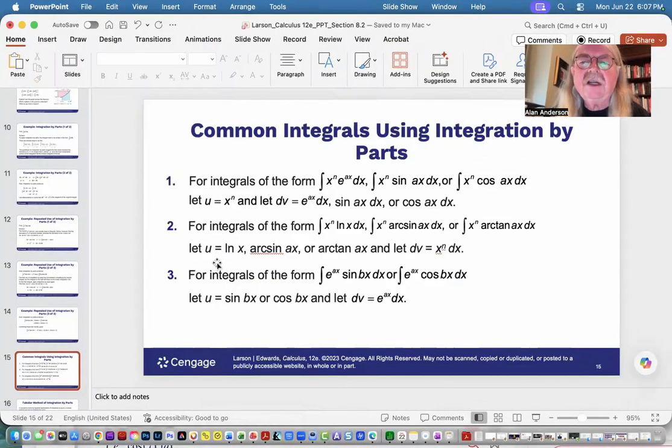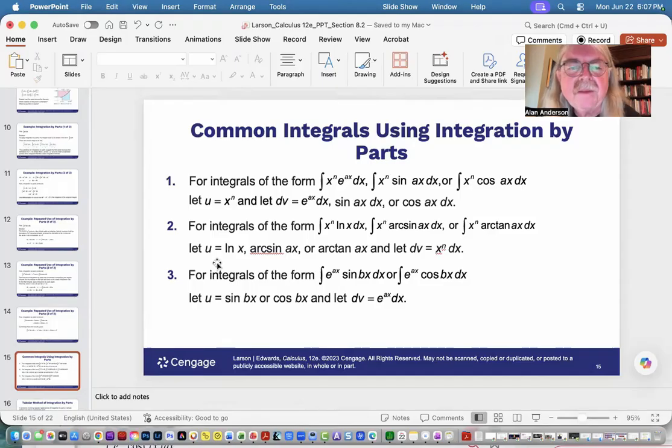All right. So here they're trying to help you out by giving you some helpful hints. If you run into anything in this form, they're trying to save you a little bit of grief by telling you in advance what you're likely to have to do. What should you choose for U, and what should you choose for DV? So just remember that these are here. They're doing this from experience.